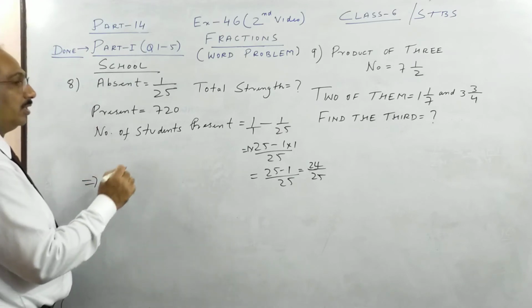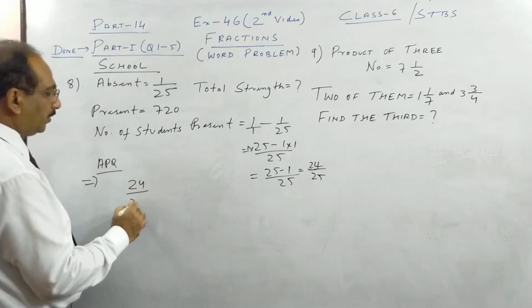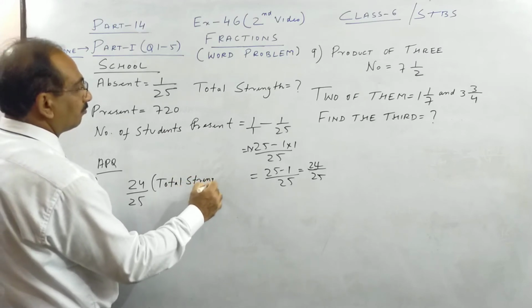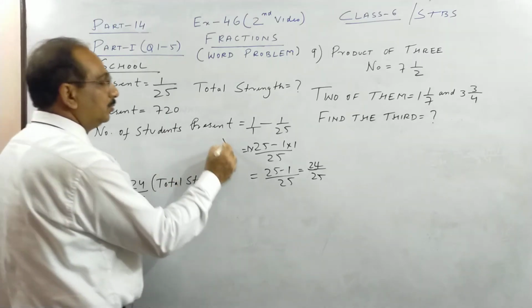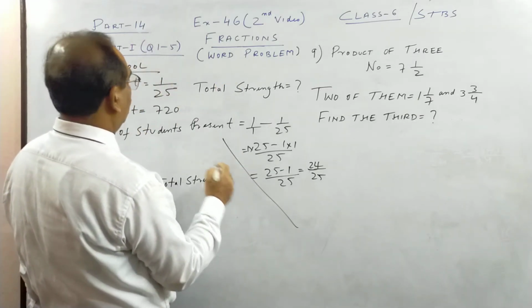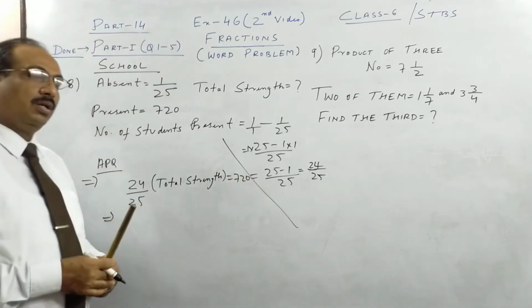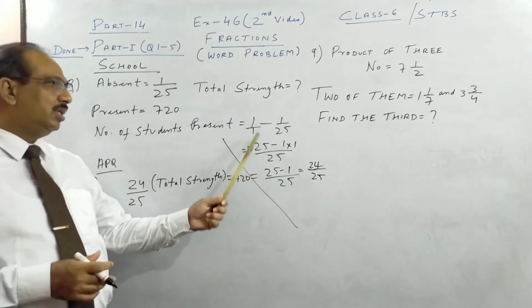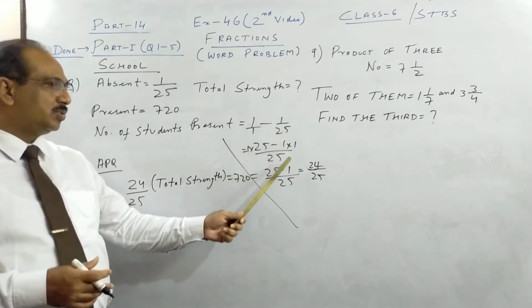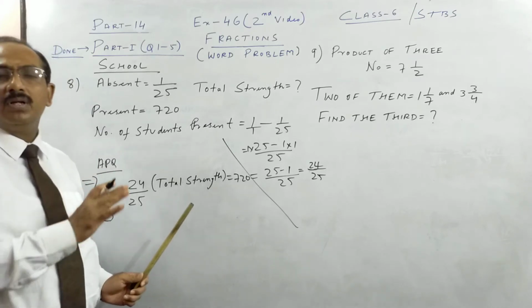So finally, as per the question, 24 by 25 of the total strength is equal to 720. Got it? Some teachers may teach you taking x. So here it will become 1 by 25 of x, so x minus this, you will get 24 by 25 x. You can take x, children, no problem if you are comfortable.